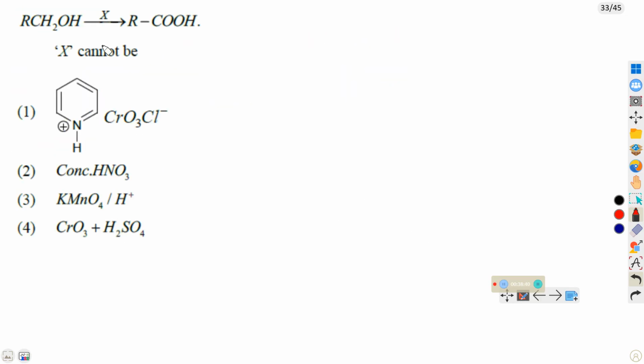All are converted to carboxylic acid. X cannot be this compound. HNO3, KMnO4, CrO3 with H2SO4 are strong oxidizing agents. X cannot be this compound. This is PCC, pyridinium chlorochromate.